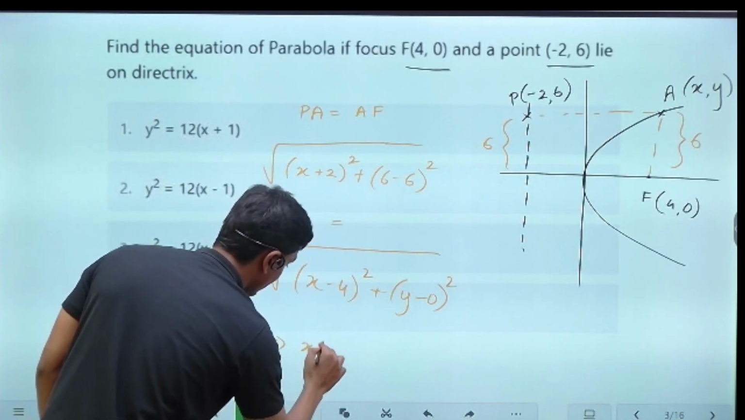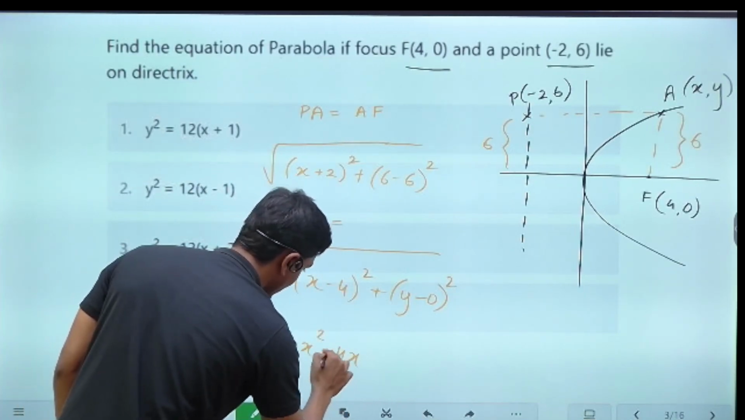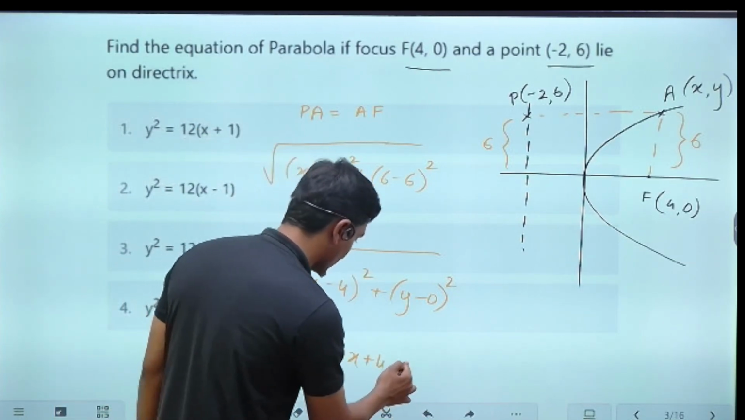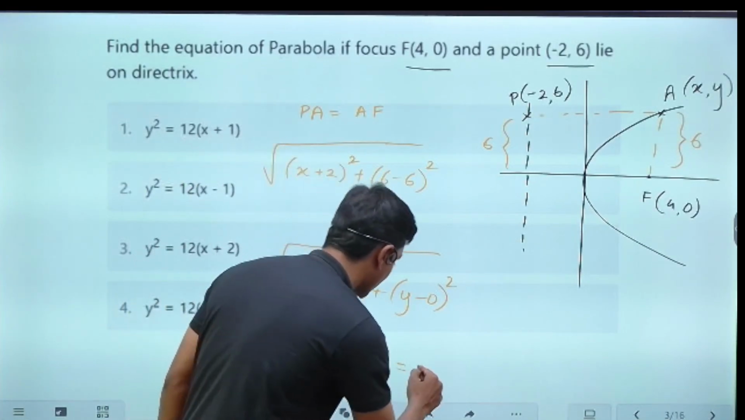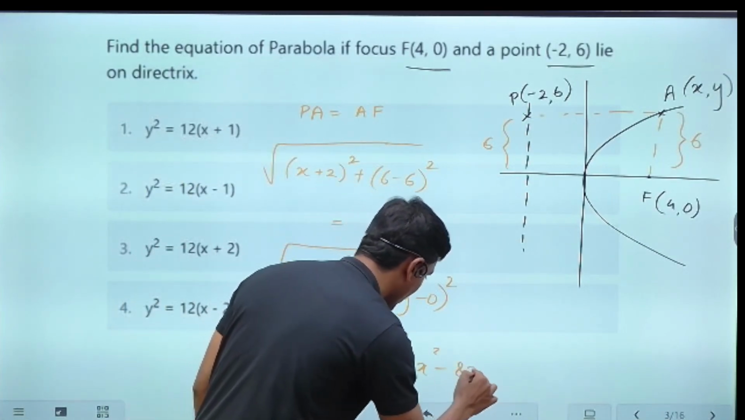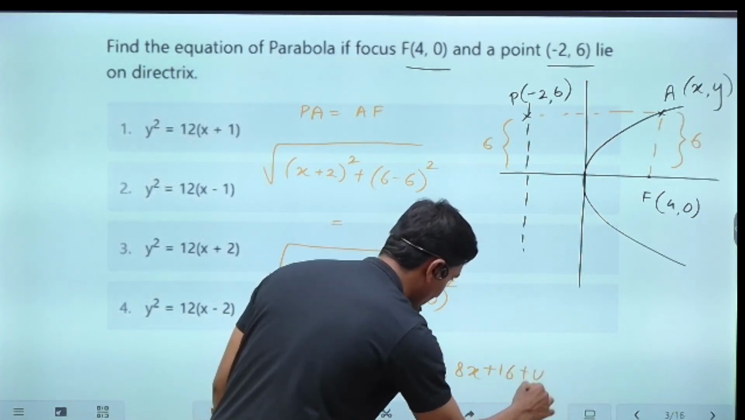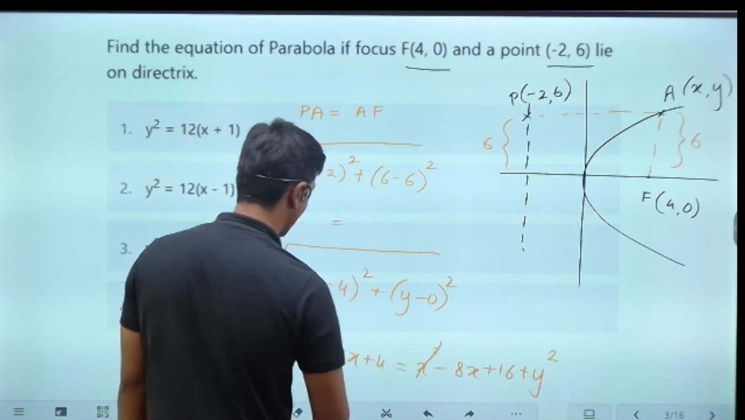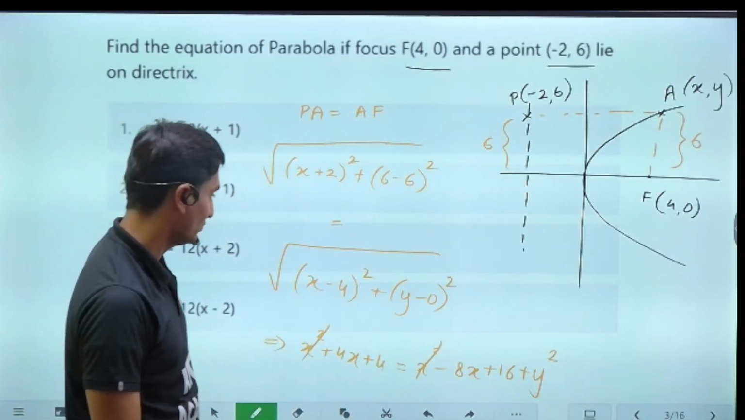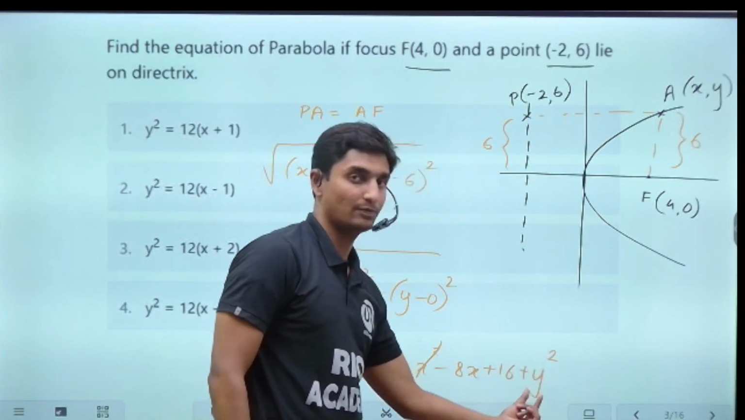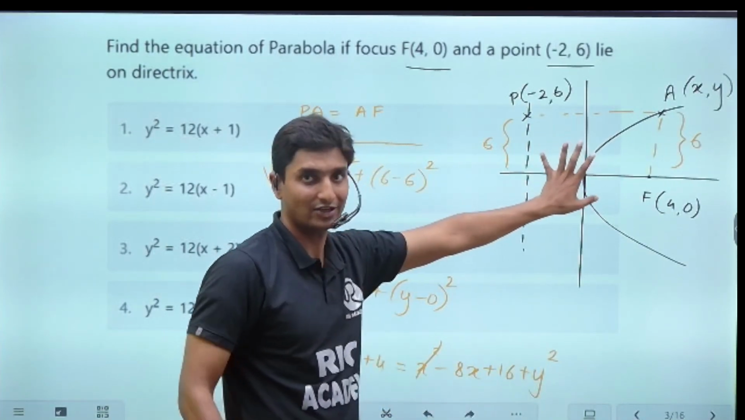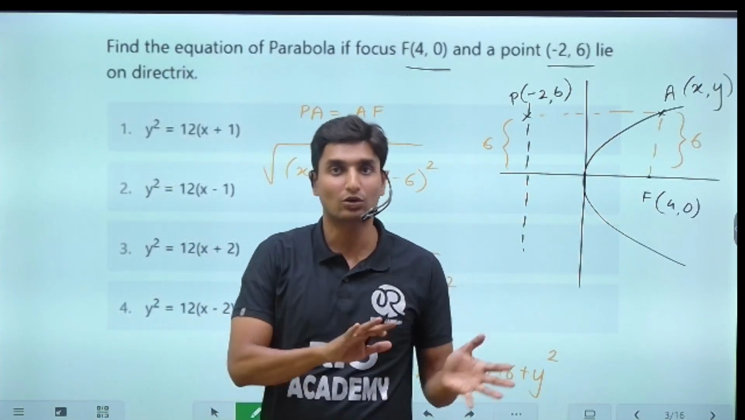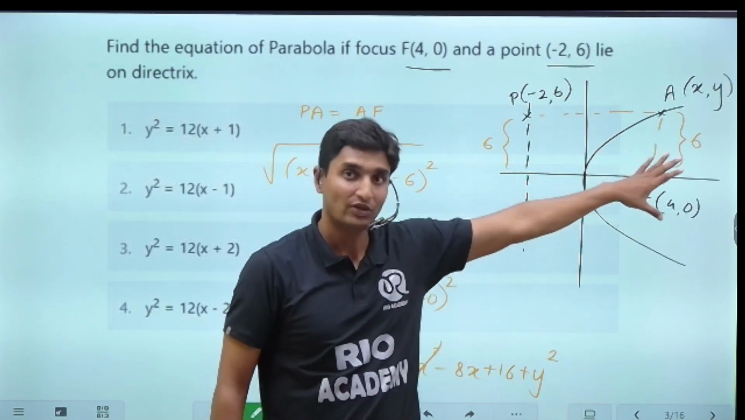On the left hand side, a plus b whole square: a square plus 4x plus 4 plus 0. That will be equal to what? On the right hand side, a minus b whole square: a square minus 2ab plus b square plus y square. Now x square and x square on the right and left hand side will both get cancelled out. So we need to find the value of y square, because the parabola lies along the x axis. That is what we have assumed, and as you can also see, the options given are all lying along the x axis only.